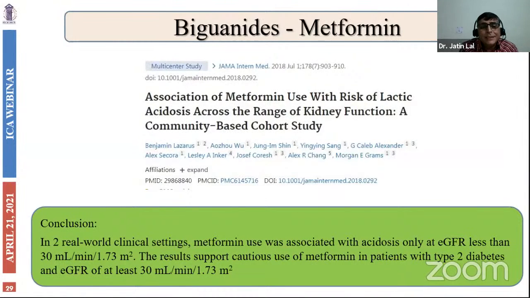This is a study on the association of metformin use with the risk of lactic acidosis across the range of kidney function. It is a multicenter study published in JAMA in 2018, and it concludes that in two real-world clinical settings, metformin use was associated with acidosis only at eGFR less than 30 ml per minute per 1.73 meters squared. The results support cautious use of metformin in patients with type 2 diabetes and eGFR of at least 30 ml per minute per 1.73 meters squared.